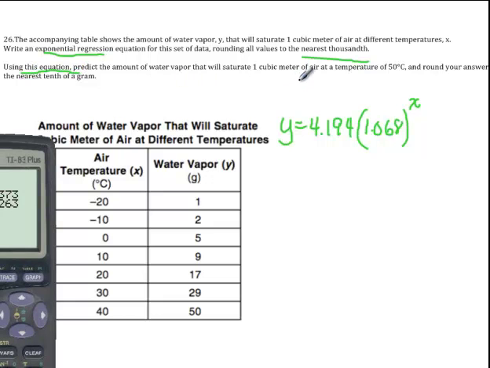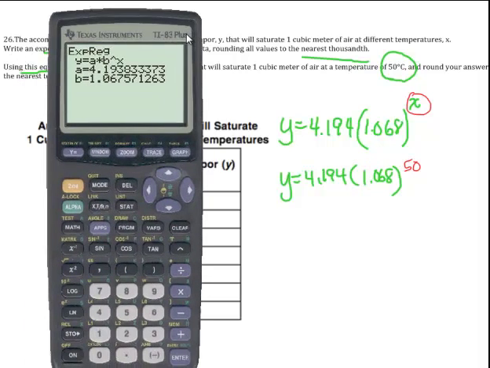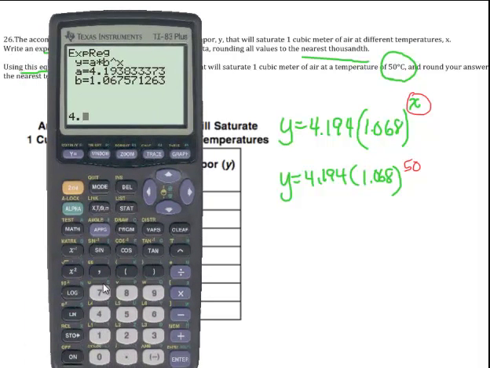Using this equation, predict the amount of water vapor that will saturate 1 cubic centimeter of air at a temperature of 50. So if I look here, temperature is my x. So all they want me to do is put 50 in for this x. Y is 4.194 times 1.068 raised to the 50th power. Now it's calculator work. 4.194 times 1.068 raised to the 50th.